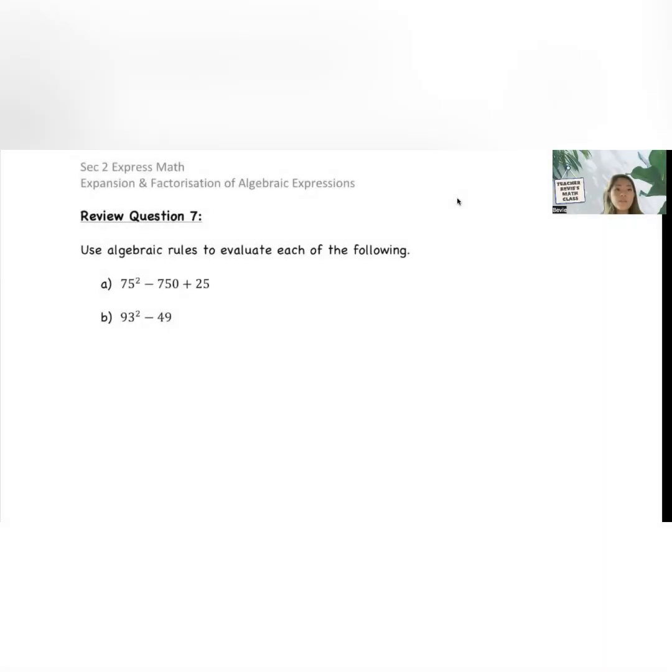For review question 7, use algebraic rules to evaluate each of the following. So before we start on this question, let's just recap what are the three special products that we have learned. The first one would be (a + b) squared, which gives me a squared + 2ab + b squared.